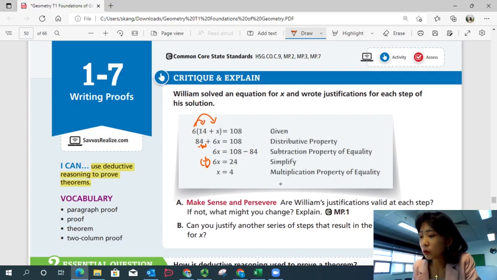This could also be a multiplication property. Instead of multiplication, this could also be a division property of equality if he divided each side by 6 instead of multiplying by a fraction. Okay, so can you justify another series of steps that result in the same solution for x?